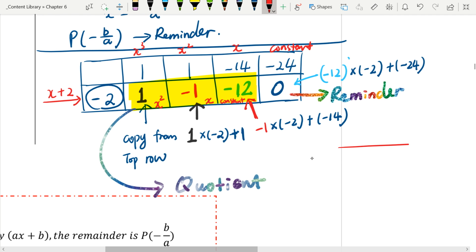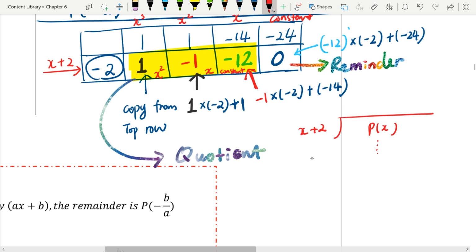So think about the long division. The Px is put here. Well, I'm not going to write it again. X plus 2 is put here. So through all the calculations we get a remainder. What's our remainder in this case? 0. What's the quotient, reading this table? X squared minus x minus 12.